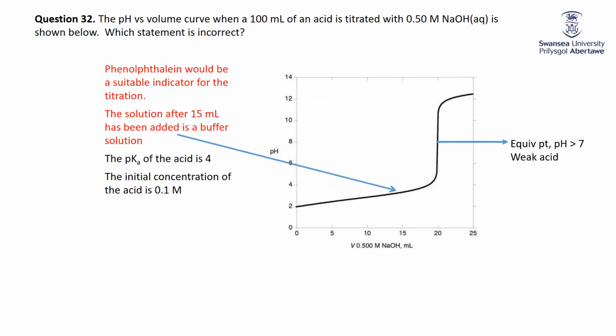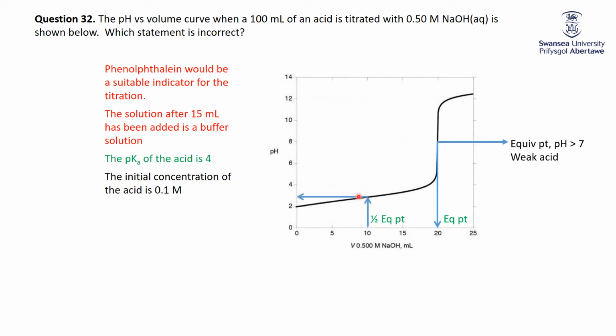So that looks perfect. pKa of the acid is 4. Well, if it is a weak acid being titrated with a strong base, the half equivalence point is going to have a pH equal to the pKa. That's one of the really, really important places on a titration curve. So here's our equivalence point at 20. So the half equivalence point is at 10.